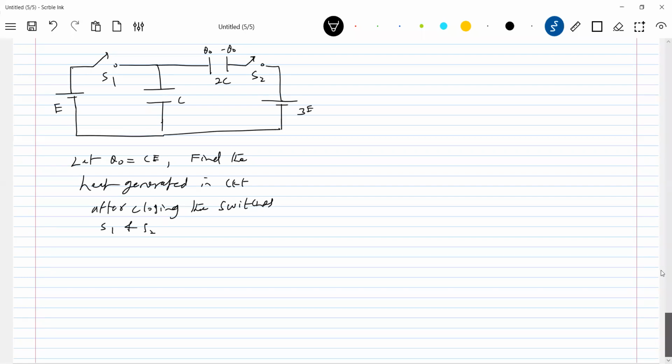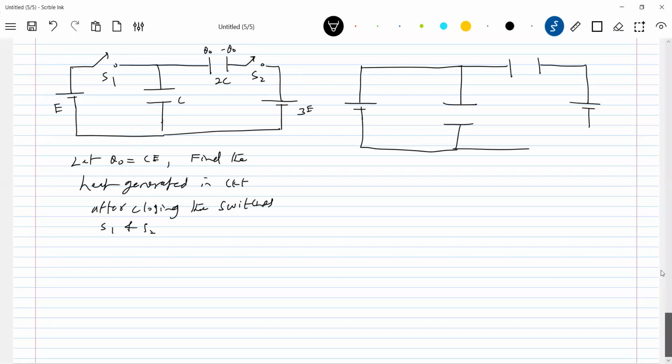After closing the switch, how will the circuit be? First we'll take the 3E, this is E, this is a capacitance C, and this is a capacitance 2C. I'll assume a charge Q1, minus Q1, here Q2, minus Q2. Let's find out the charge.